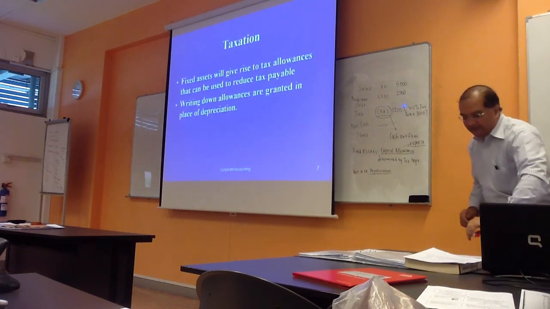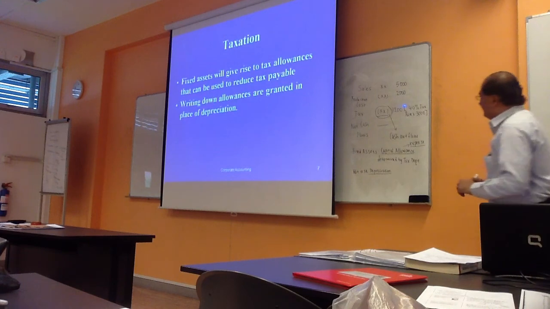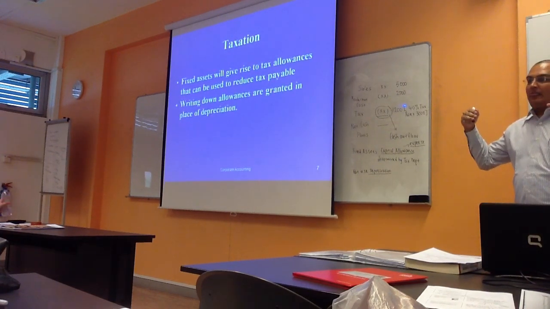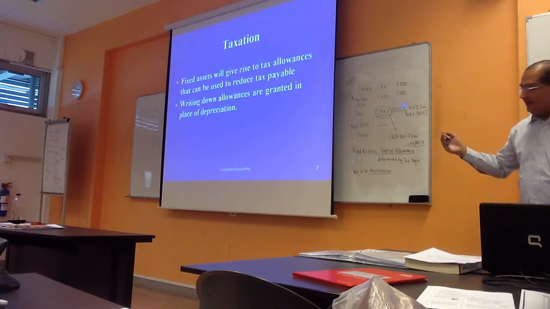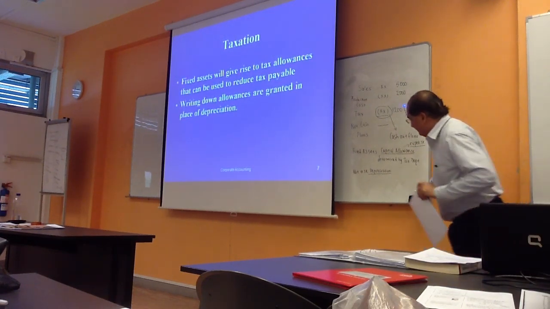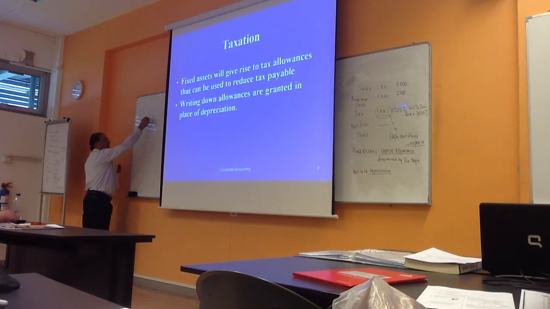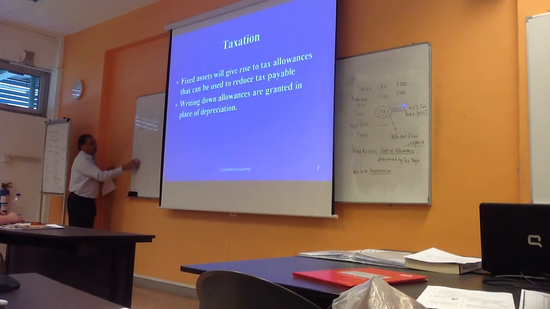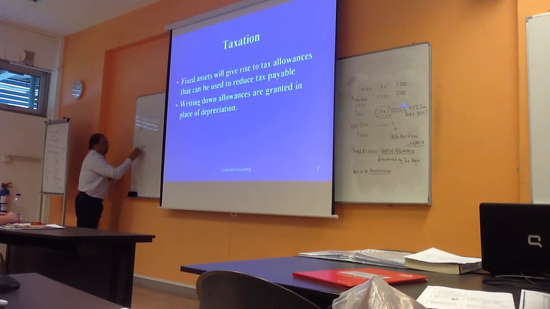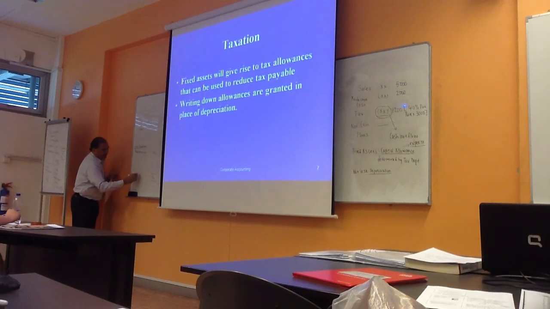Now what happens is this. When we calculate our profit in the income statement, let's say this is a simple income statement. This is sales. We have all our expenses here. Under expenses, we are going to have depreciation, and we end up with this number, which is our net profit.